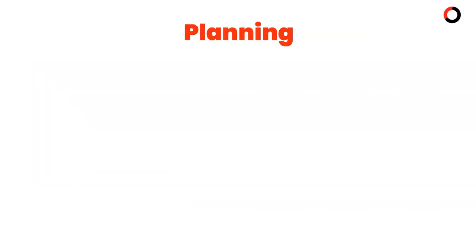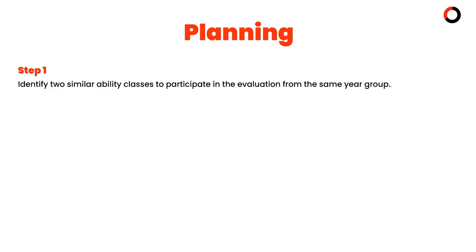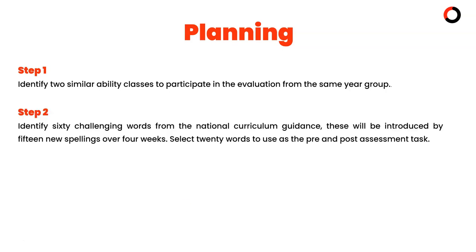So let's take this from a step-by-step planning approach. Step 1. Identify two similar ability classes to participate in the evaluation from the same year group. Step 2. Identify 60 challenging words from the National Curriculum Guidance. These will be introduced by 15 new spellings over 4 weeks. Select 20 of these words to use as your pre- and post-assessment task. These will be the same for both the pre- and the post-assessment.